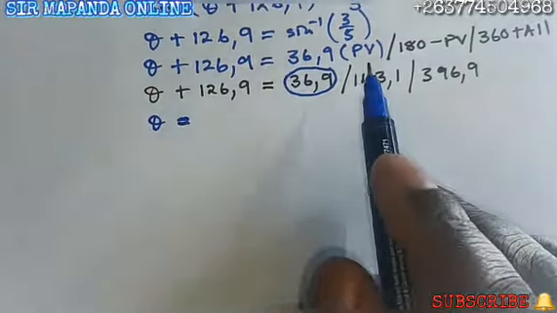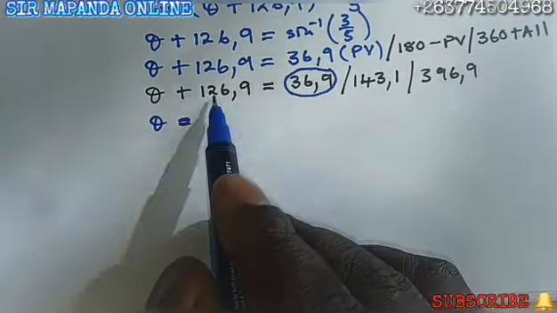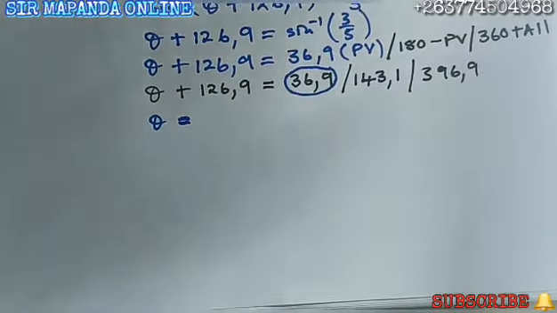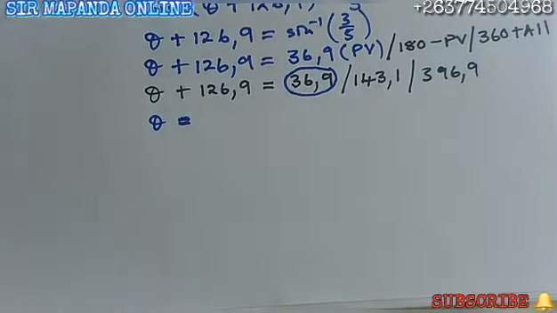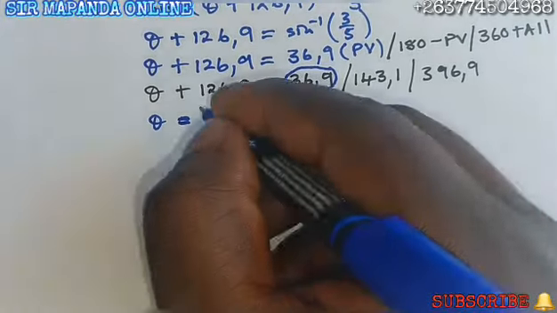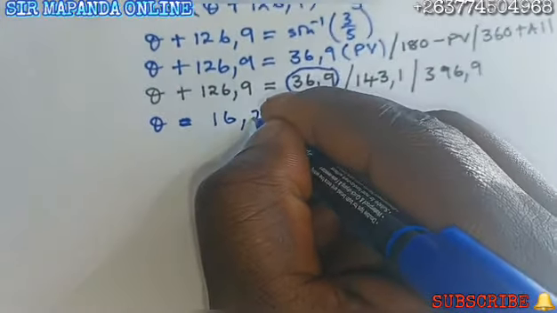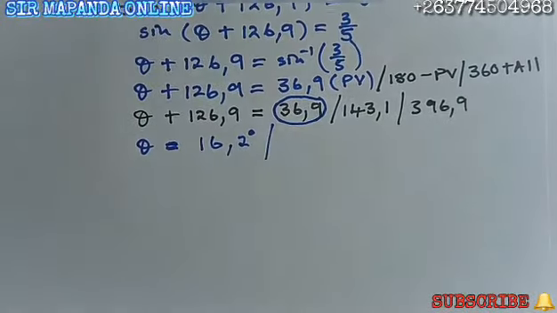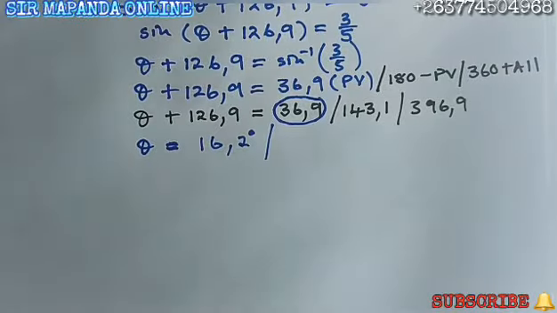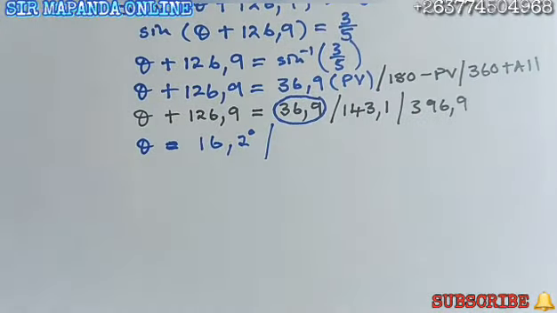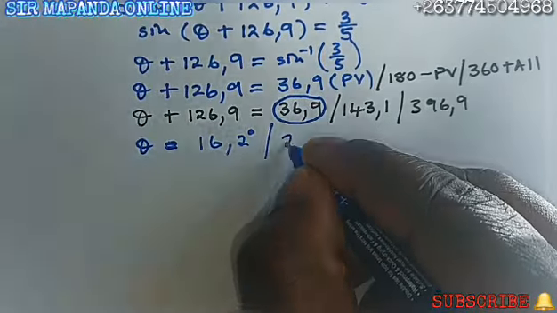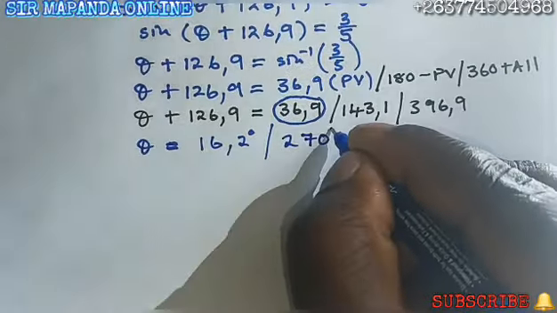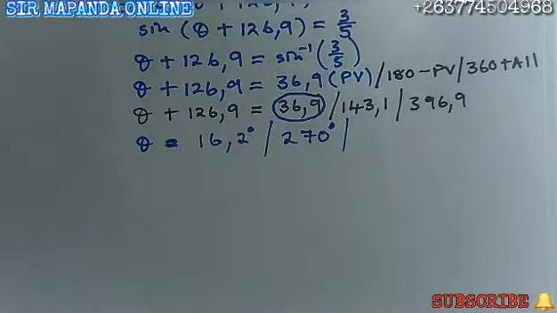So I'm now subtracting 126.9 from 143.1. So 143.1 minus 126.9, you get 16.2 degrees, and this is your first solution. Then to find the second one, you are saying 396.9 minus 126.9, you get 270 degrees. So these are the solutions.